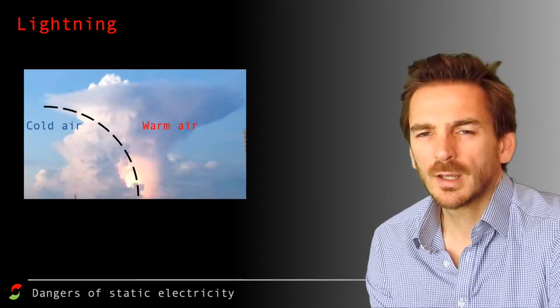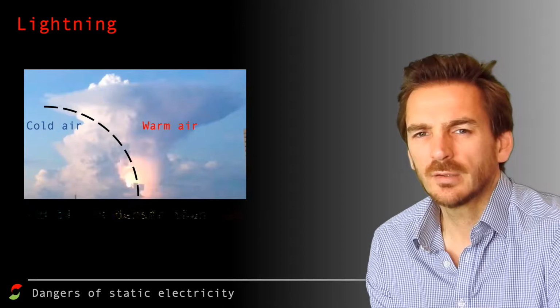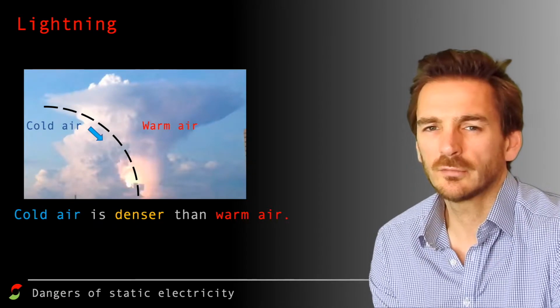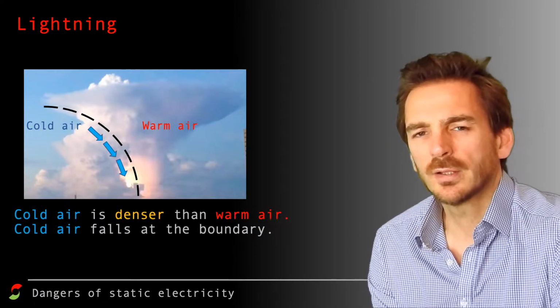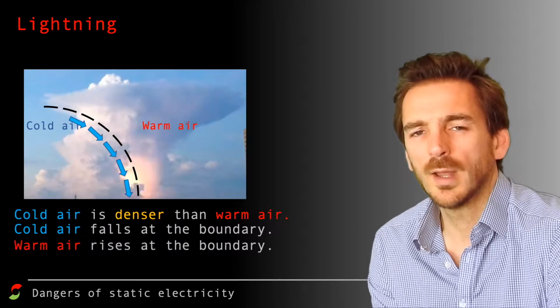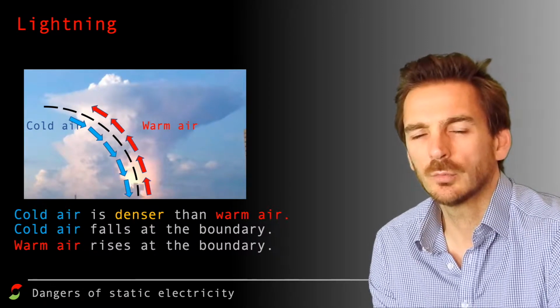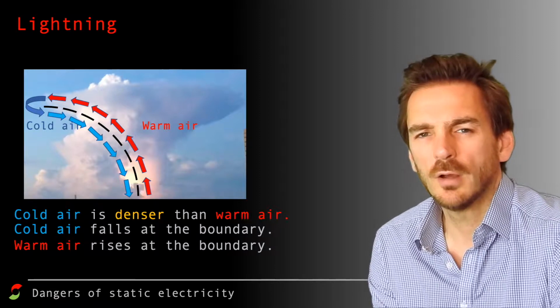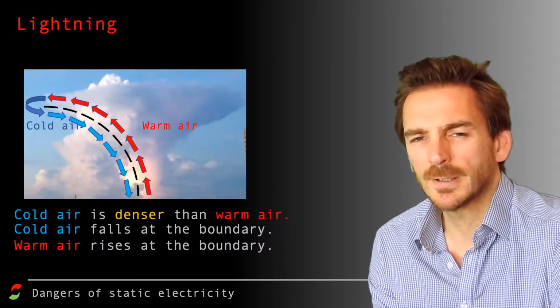If we look just at the boundary between them, they're trying to move past each other, and cold air, because it's denser, is going to get pushed down, trying to get underneath the warm air, and the warm air is going to get pushed up, and it will try to move above the cold air. So you've got this movement of air and a very, very clear boundary.